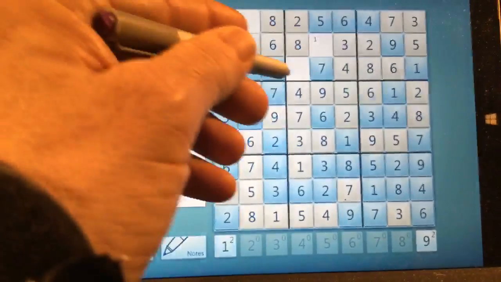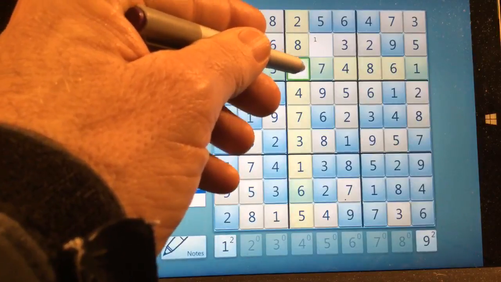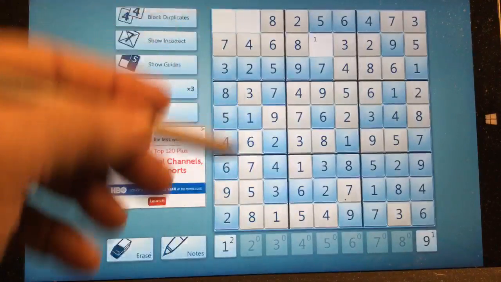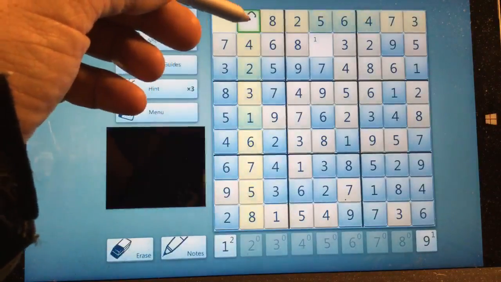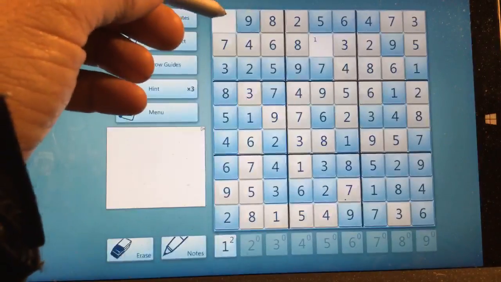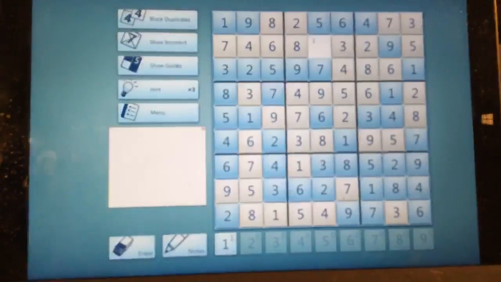We know that's going to be a 1. That's our last one. That means there's only one blank left. We have one 9 remaining. Let's go here. This cannot be a 9, therefore that has to be a 9. And now that only leaves us with one other 1. And we're done with the puzzle.